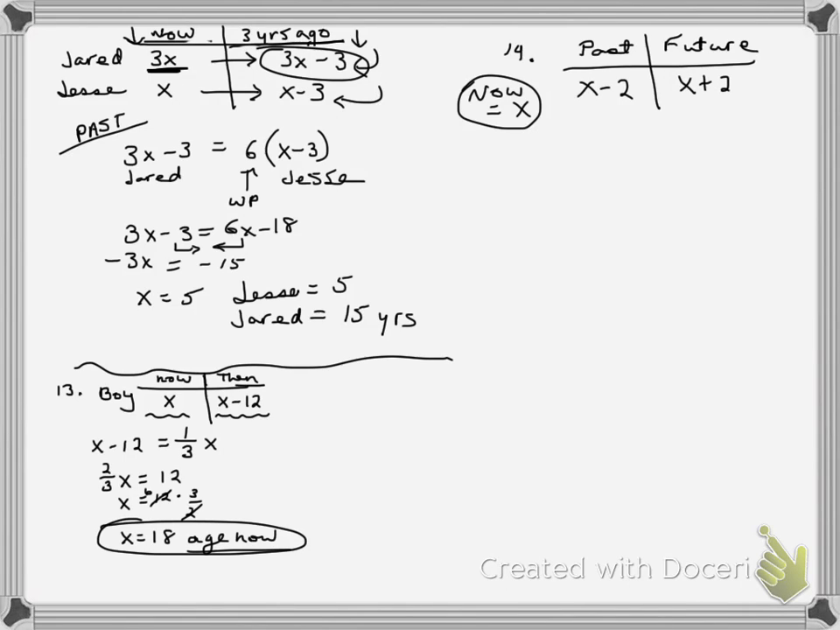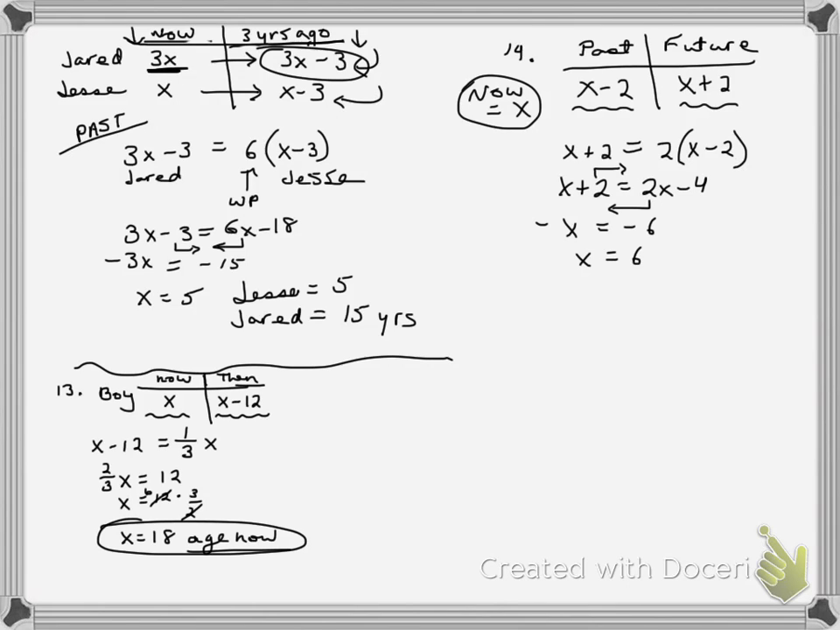And now we're ready to write our equation. In 2 years, that's the future, he will be twice, so take my future. Will be, notice whenever I get that verb form, that shows me my equal sign. In 2 years, he will be twice as old as he was 2 years ago. That's my past. And once you can figure that out, it's a pretty straightforward problem to solve. Now x is 6, and notice when I define my x, that's how old he is now, and that's what they're asking. So he's 6 years old right now.